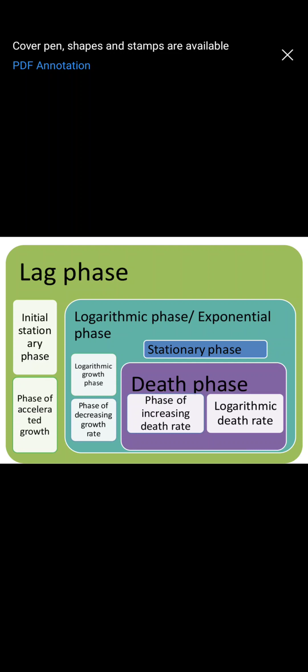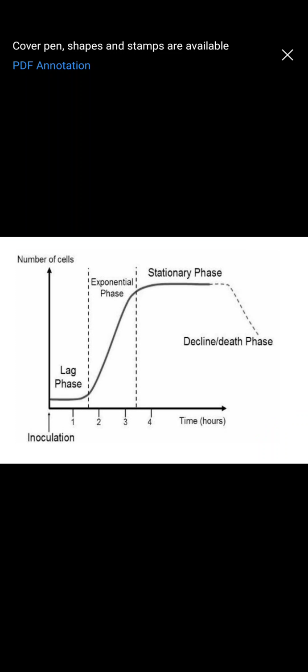Lag phase is divided into initial stationary phase and phase of accelerated growth. Logarithmic phase is also called as exponential phase. This can further be divided into logarithmic growth phase and phase of decreasing growth rate. Stationary phase is one constant phase. Death phase has phase of increasing death rate and logarithmic death rate.